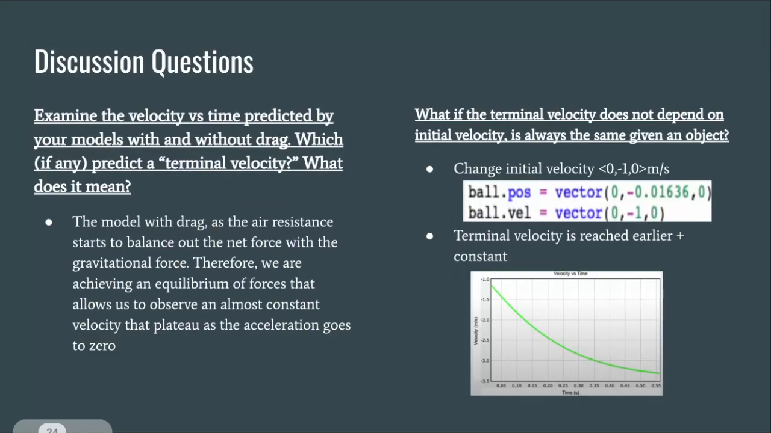Some discussion questions to consider: if we were to examine the velocity versus time predicted by our models, with and without drag, which of them, if any, would predict the terminal velocity, and what does this mean?